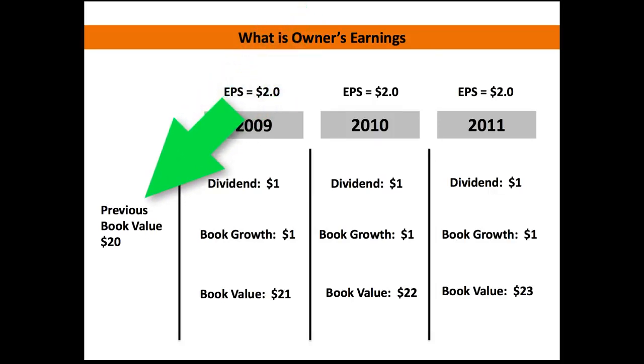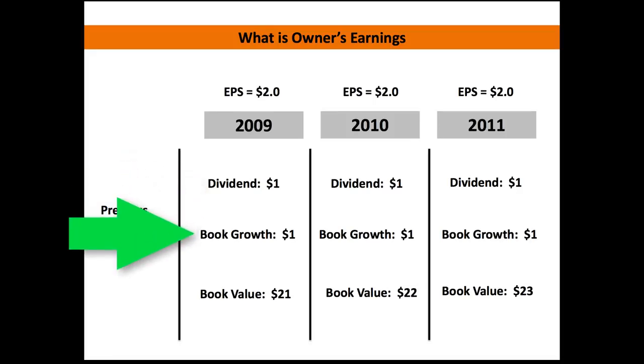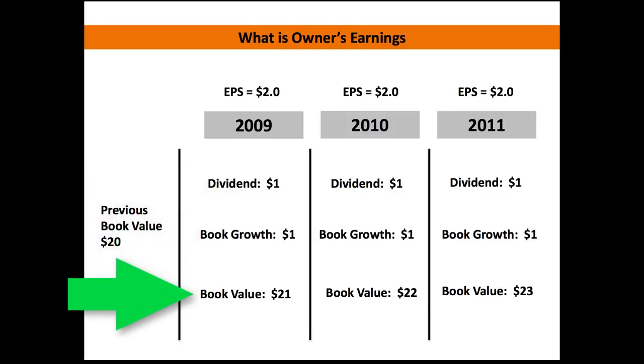So as we start over on the far left of this slide, you can see that the previous book value prior to 2009 was $20. And if we had a business in a very generic scenario here that had a $2 earnings per share, we're going to assume that $1 of that earnings was paid to the owner as a dividend, and that the other dollar was reinvested back into the company. And what it did is it made the book value grow by $1. So we see the book value change from $20 to $21 in 2009.